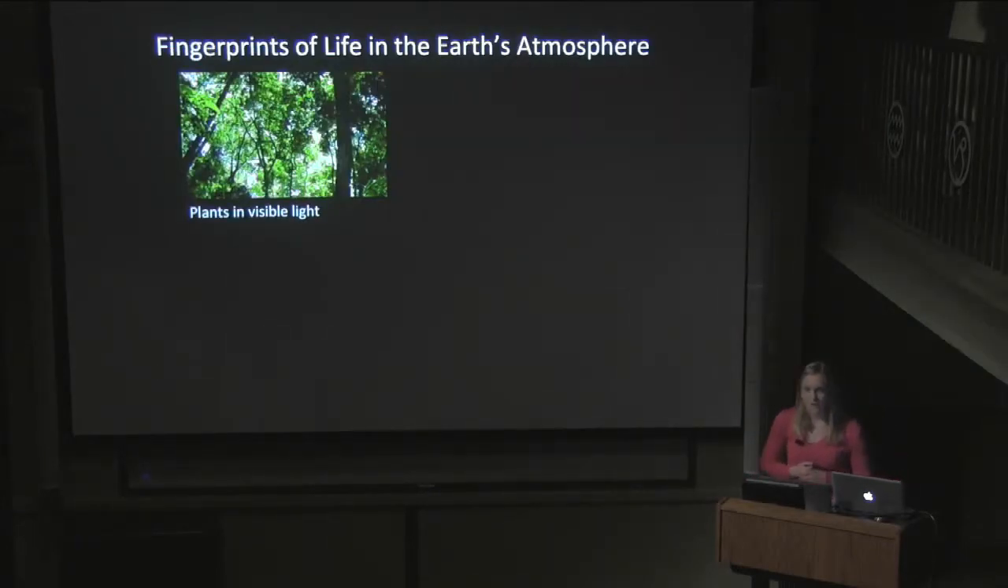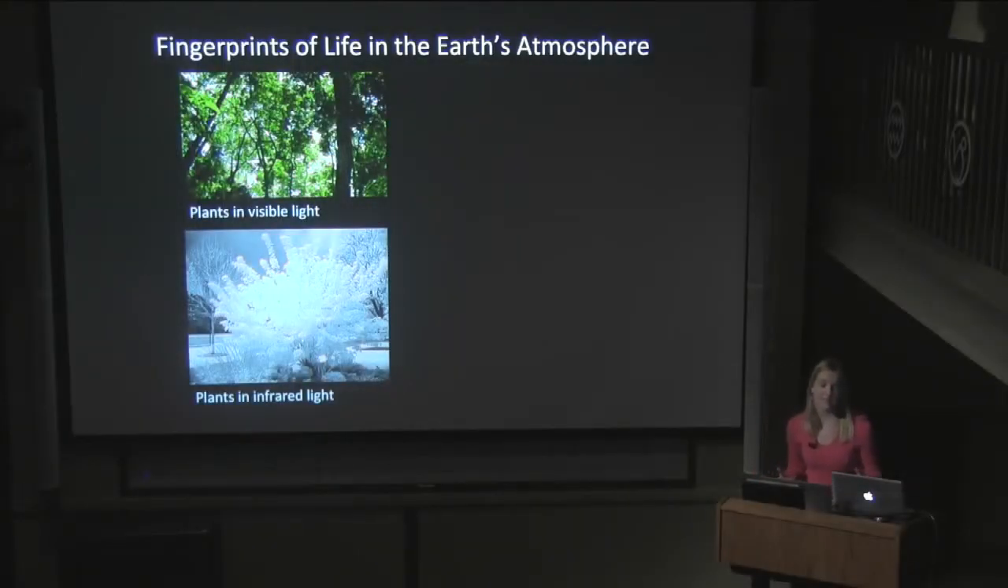On Earth, we know that plants appear green to our eyes, so maybe we could try to look for signs of vegetation as a possible fingerprint for life. If we had infrared sensitive eyes, we would see that the plants are also very, very bright in infrared wavelengths. That's because plants reflect a lot of light at green wavelengths and infrared wavelengths.